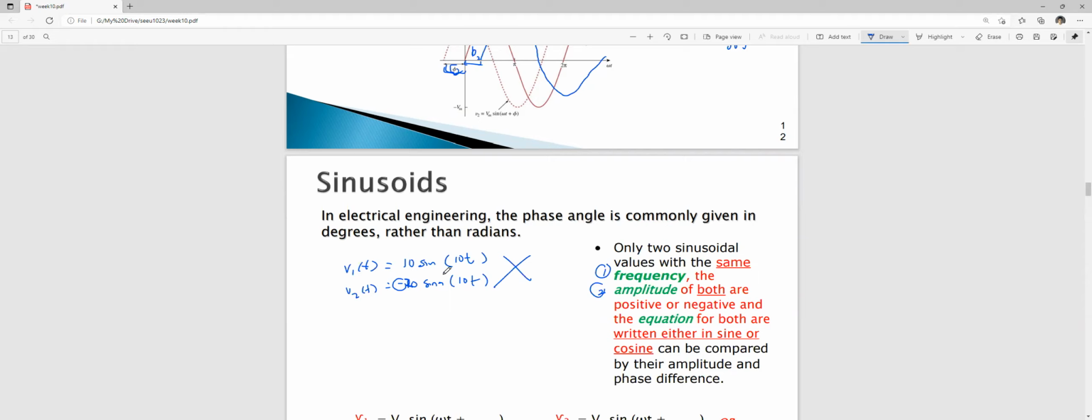And the third one: the function of the waveforms must be both either sine or cosine. For example, if your V2 is already positive, say positive 20, but the function is cos, both are positive and the frequency is the same, but the function is not the same. One is sine and the other is cos. So this also cannot be used to compare. You need to convert this cos into a sine function using trigonometric identities.